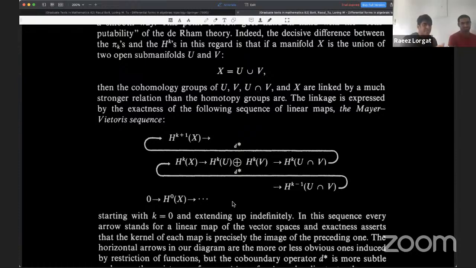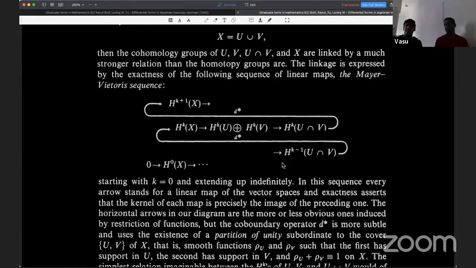And the content of the Mayer-Vietoris theory is just that you can proceed inductively this way. In fact, this is how one computes cohomology in manifold theory. So you can compute the cohomology of the circle this way by covering it by 2 copies of the real line and gluing differential forms in such a way.